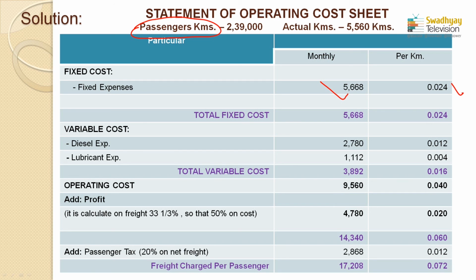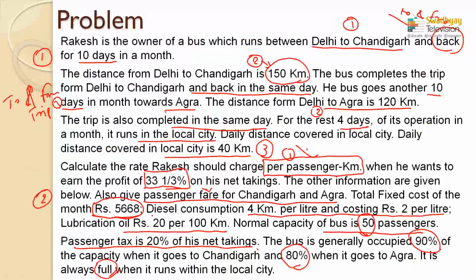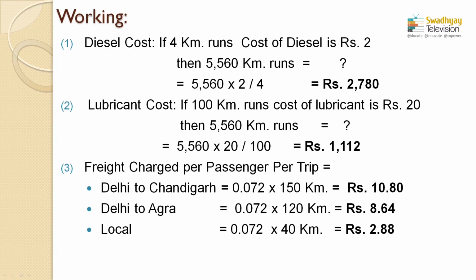The second part is variable cost. We have two variable costs: one is diesel expenses and the second is lubricant oil expenses. For diesel expenses, we need to see the question once again. See the question here. Diesel consumption is given as 4 km per liter and the cost is rupees 2 per liter. Now see the working, how you can find out the diesel expenses or diesel cost. If the vehicle runs 4 km, the cost of diesel is rupees 2.